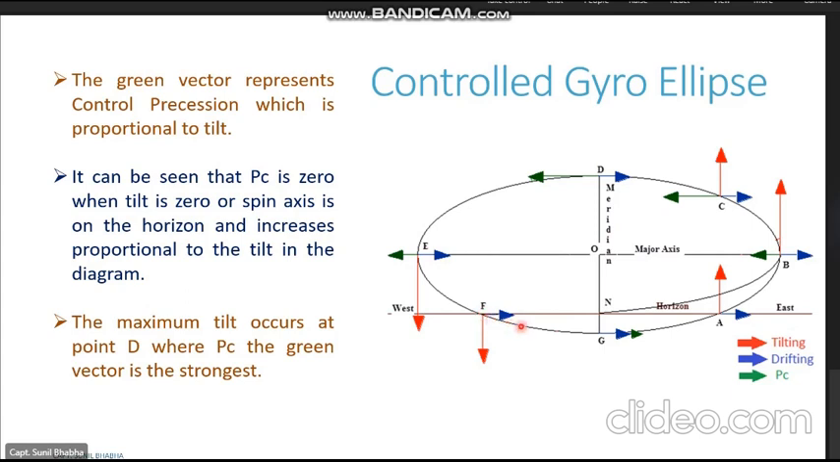Moving further, when you go from foxtrot to golf. Now golf point is having a downward tilt. Means it is below the horizon. Spin axis is pointing below the horizon. The tilt is down. Now with the tilt down, the control precession is generated, but it acts in the easterly direction. Because we know from the control precession formula or expression that the control precession acts easterly whenever the tilt is down. You can see the green color vector acting here in the eastward direction.